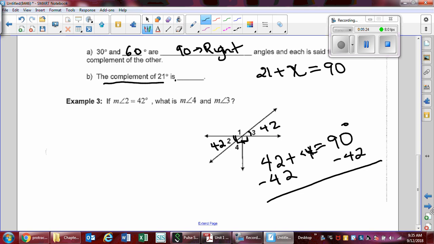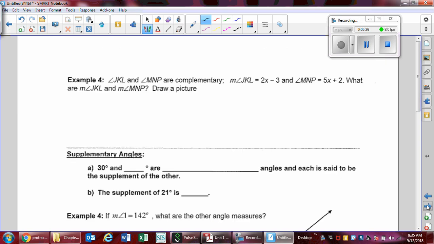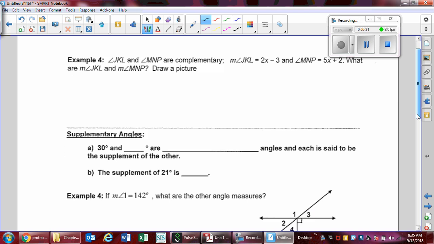All right, next page. And this is again another question. It says angle JKL and angle MNP are complementary. Angle JKL is 2x minus 3, angle MNP is 5x plus 2. What are the measures of angle JKL and angle MNP?